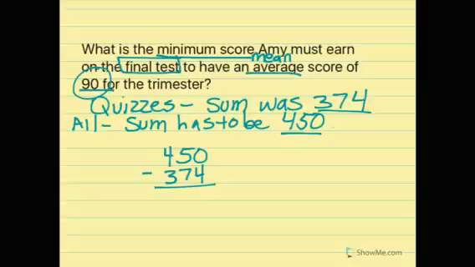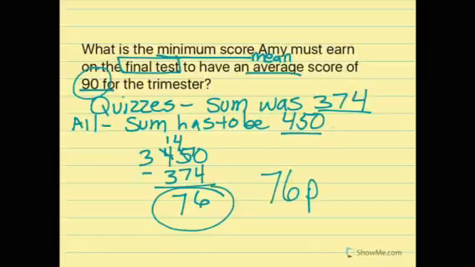0 minus 4 I cannot do. I have to borrow. 10 minus 4 is 6. 4 can't take away 7. 14 minus 7 is 7. Okay, so I know that for Amy to have an average score of 90, her final test, she would have to score 76 points or higher.